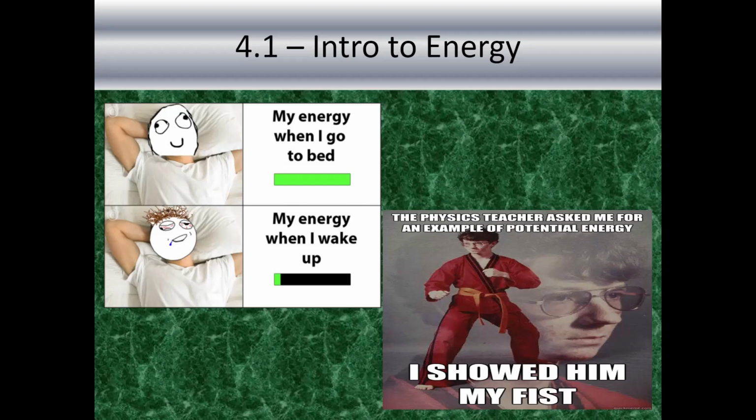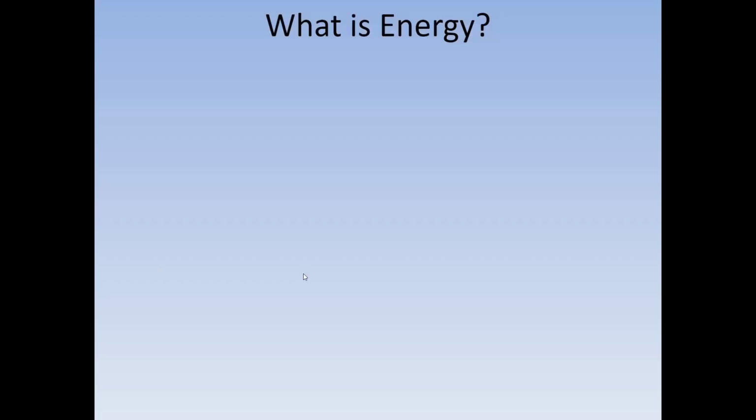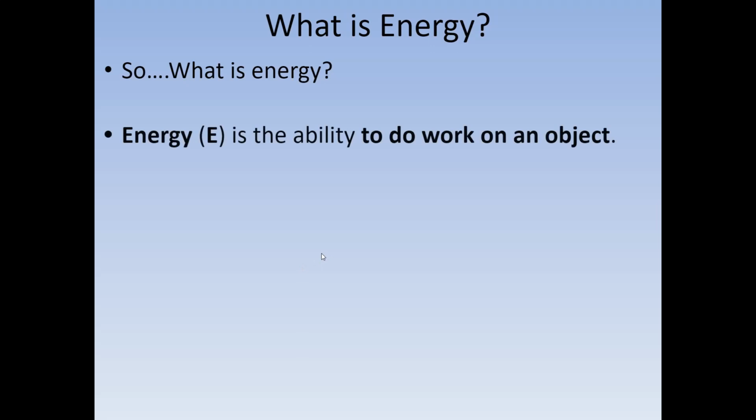Hey everyone, so we're going to talk about the next unit, which is all about energy. Now, what is energy? You've probably heard it before in various classes, and a lot of you have used it in some of your explanations. So let's get an actual definition. Energy, which is represented by the symbol E, is the ability to do work on an object.